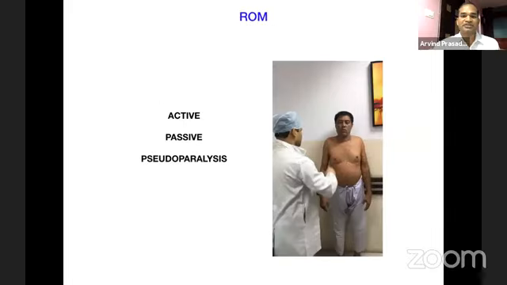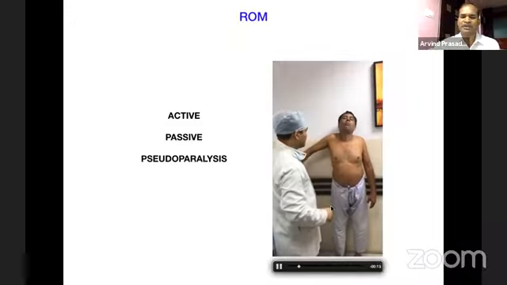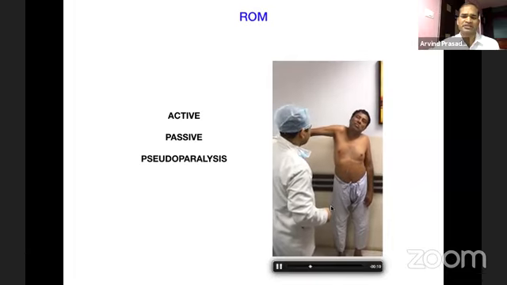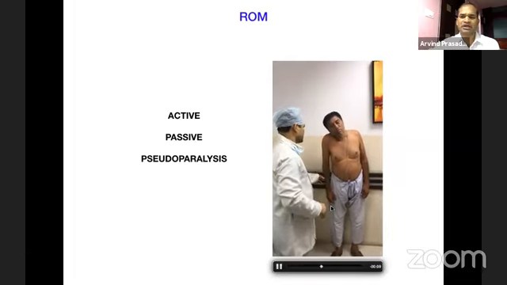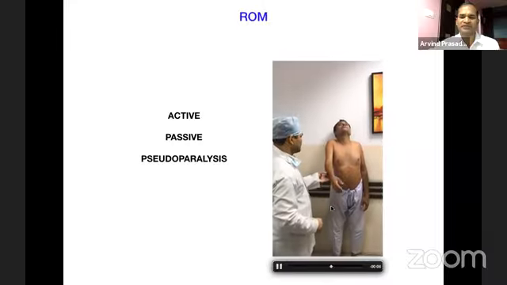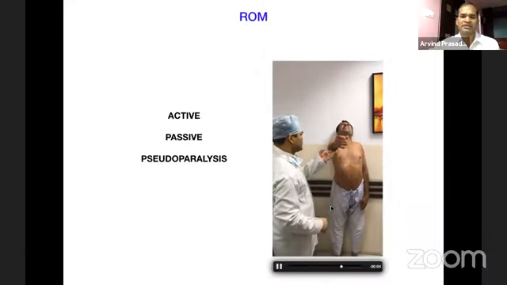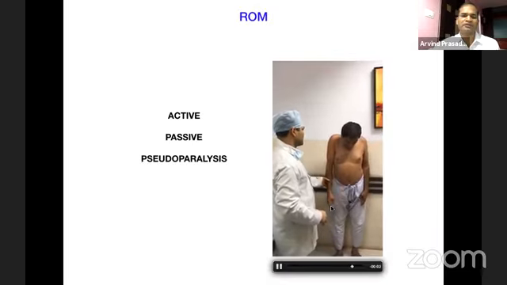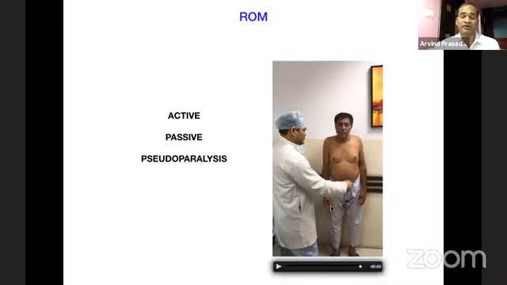The next is the range of motion, that is active, if patient is able to do it, followed by the passive range of motion. And lastly, there may be associated pseudo-paralysis. There is complete tear of the supraspinatus and infraspinatus, and patient will be unable to lift the shoulder at all. So though power is intact, patient is unable to lift the shoulder. So this condition is called pseudo-paralysis.